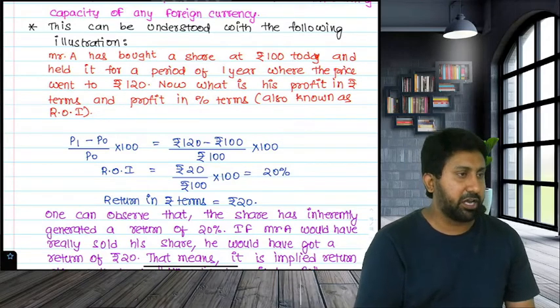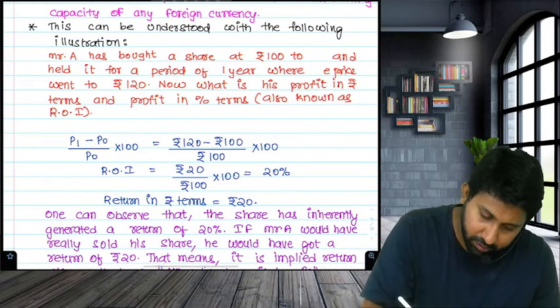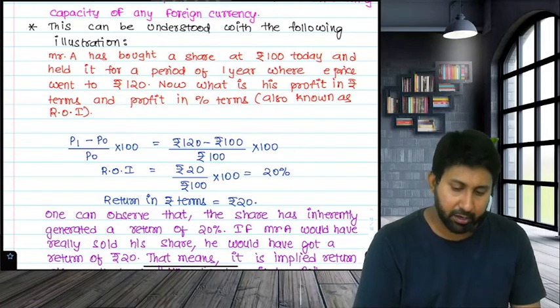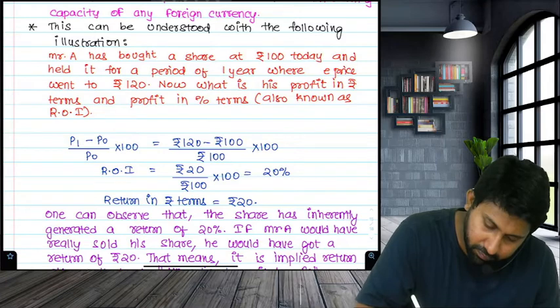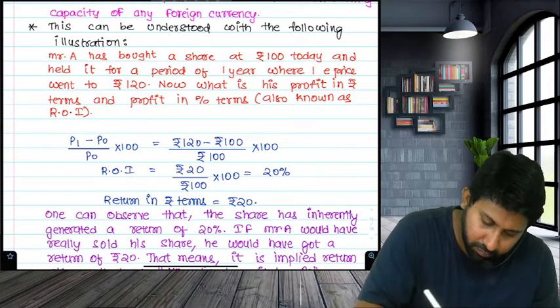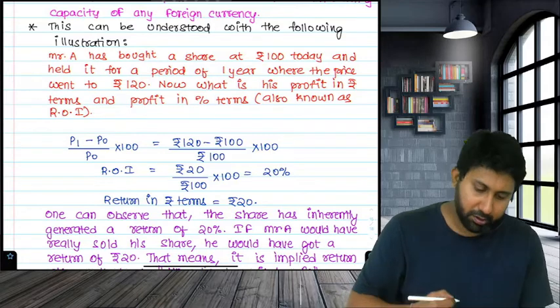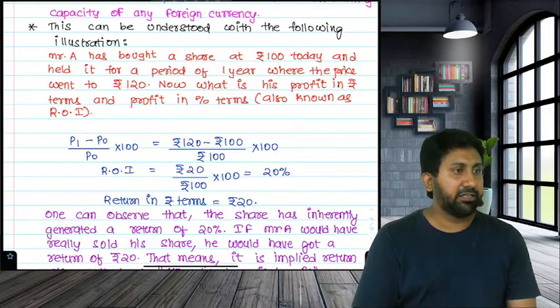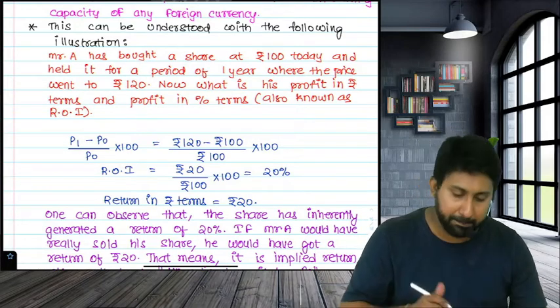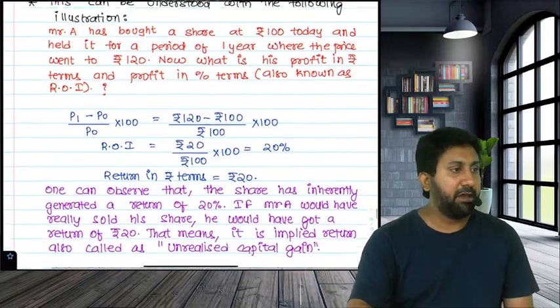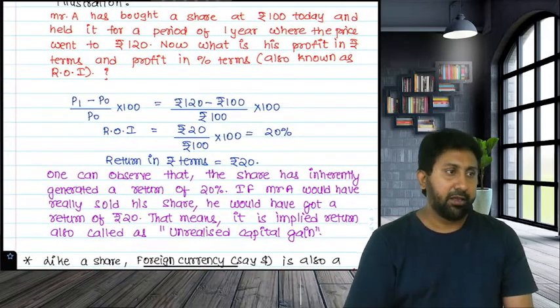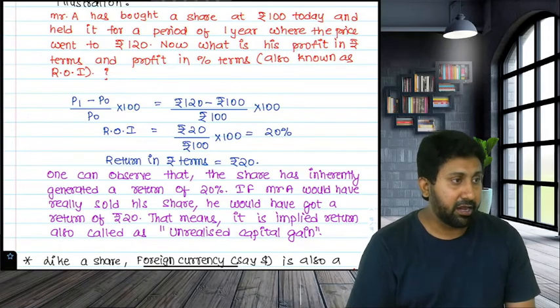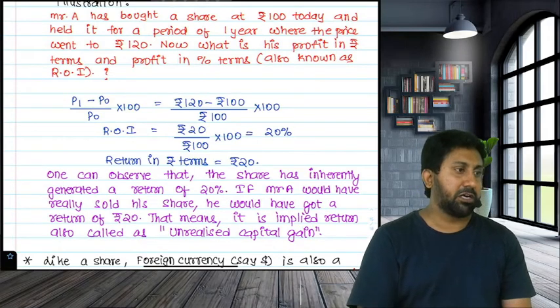Mr. A has bought a share at rupees 100 today and held it for a period of 1 year, where the price went to rupees 120. Now what is the profit? What is his profit in rupee terms and profit in percentage terms? This is the question. P1 minus P0 by P0 into 100: 120 minus 100 by 100, it is the investment rate. So percentage 20, return in rupee terms 20 rupees.